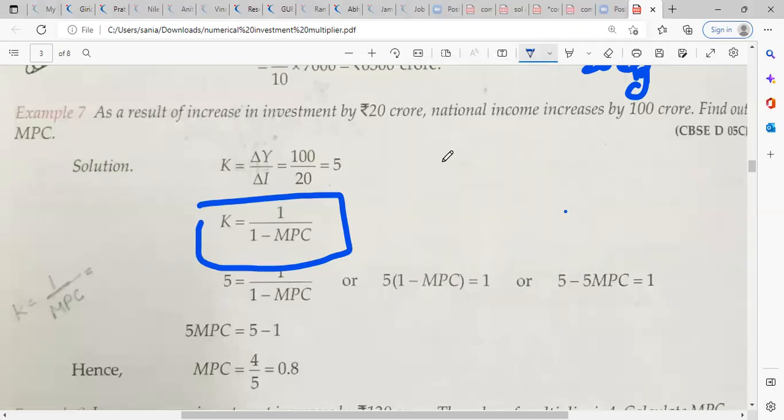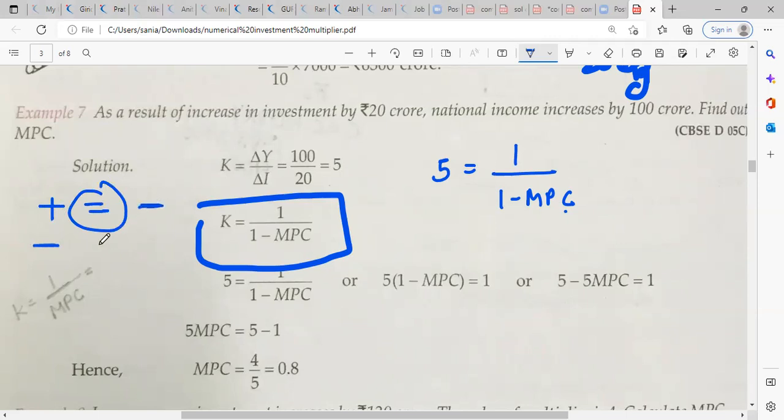So basically, your k is 5 now, okay? And it is 1 over 1 minus MPC. Remember, students, one thing: whenever you have an equals to, after this equals to, if something goes to the other side, plus becomes minus, minus becomes plus, multiplication turns into division, and division turns into multiplication. This is the rule, okay? So over here, you can see this entire thing is in which form? Division form? Yes, ma'am. So this will go here, and division will turn into multiplication. So it will be 5 multiplied by 1 minus MPC, right?